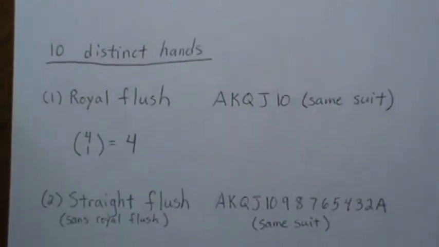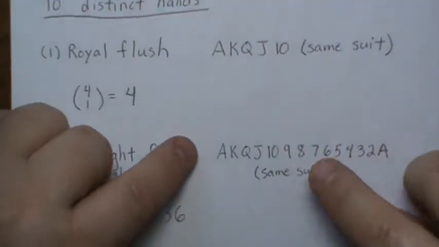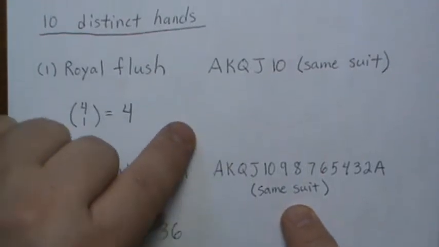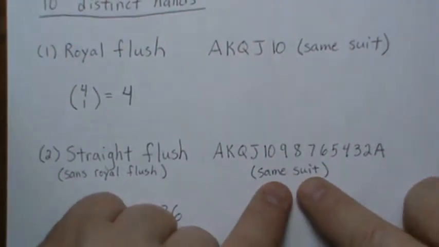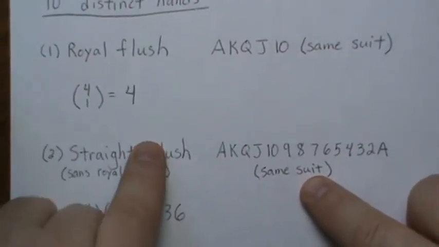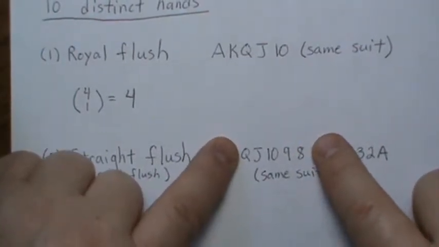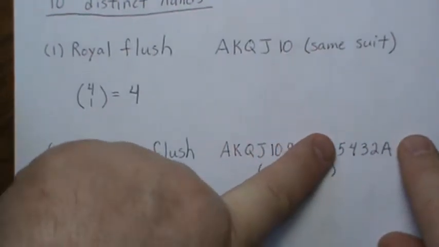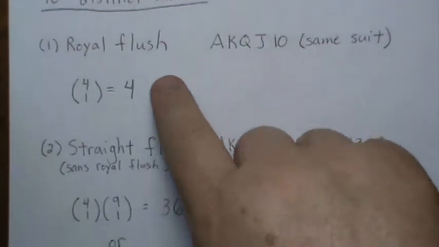Now, a straight flush is hand number 2. A straight can be any 5 cards in a row, and they have to be the same suit. Ace through king can't be counted, because if they're in the same suit, then it's a royal flush. So we have to start with king through 9. So there's 1 way, 2 ways, 3, 4, and there are 9 different ways that you can have a straight in the same suit that's not a royal flush.